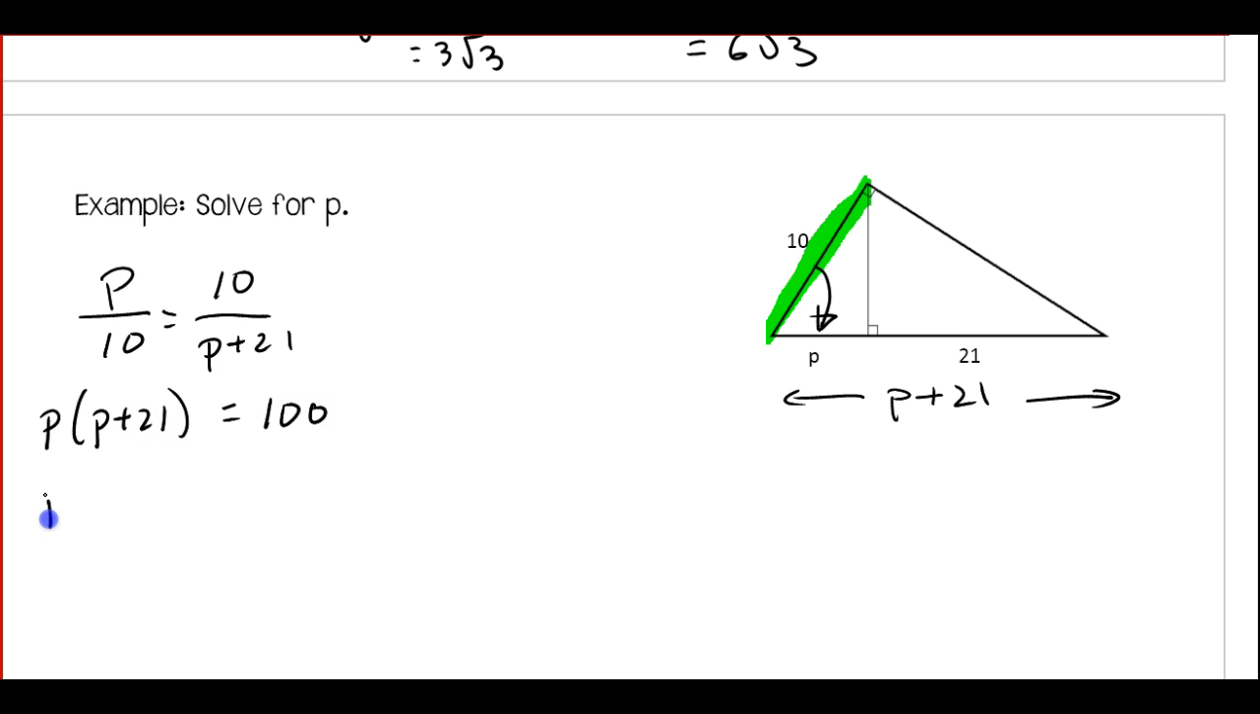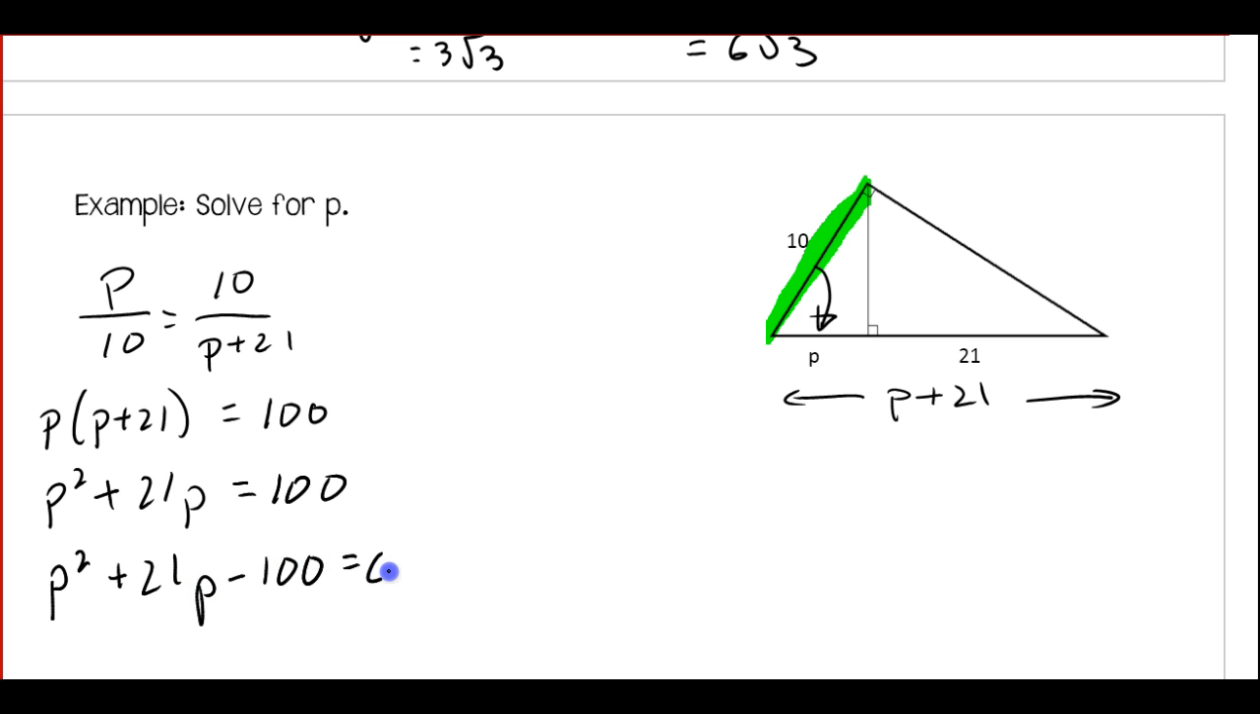So when I cross multiply, I get p times p plus 21 is equal to 100. I'm going to distribute to get p squared plus 21p is equal to 100. Now I need to solve this, so I'm going to bring everything over to one side. So I get p squared plus 21p minus 100 is equal to 0. I'm going to see if this factors. So I need two factors of 100 that when added or subtracted equal 21. So 25 and 4 is going to work.